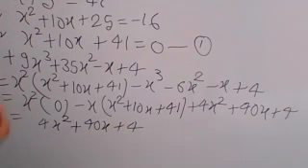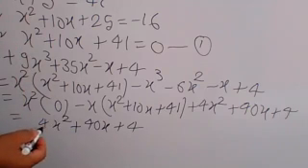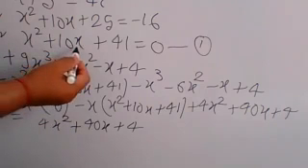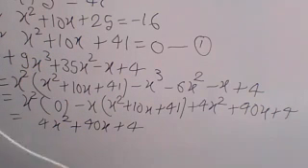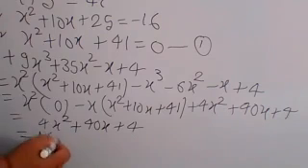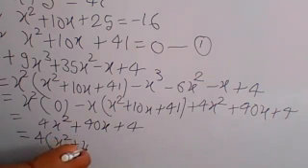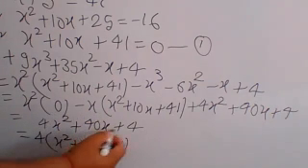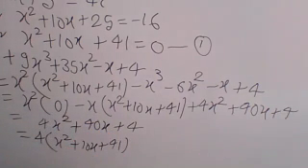Understand? And here you also want to balance it. Here you have 4 times x square. So in place of that, you write 4 times this value, x square plus 10x plus 41, and check it.